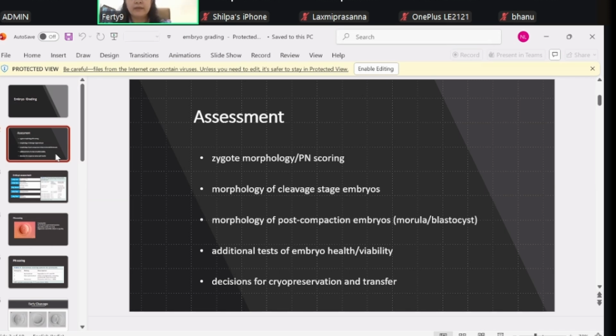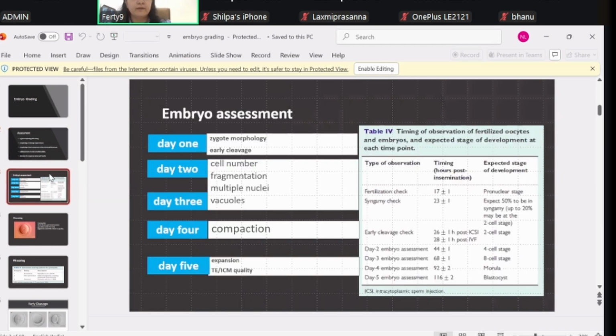So these parameters will analyze the entire IVF treatment of any patient. So, embryo assessment.